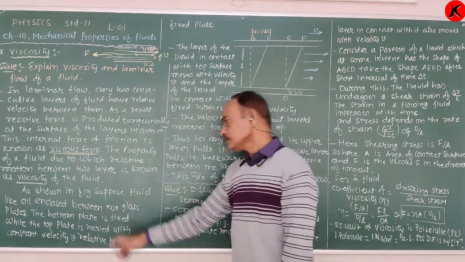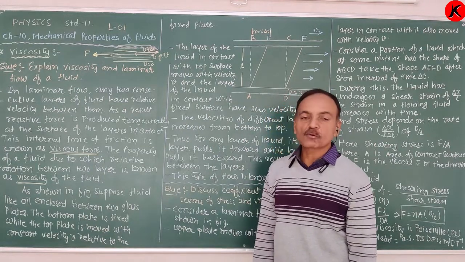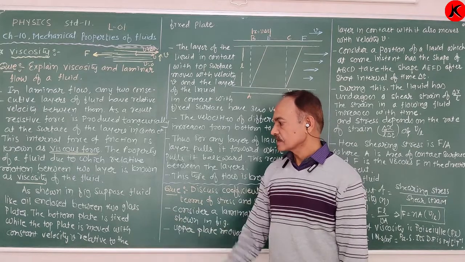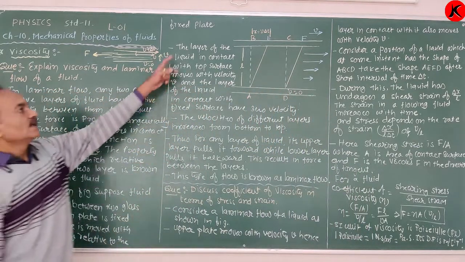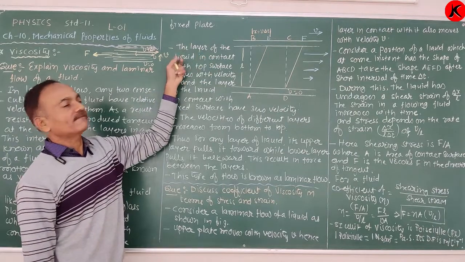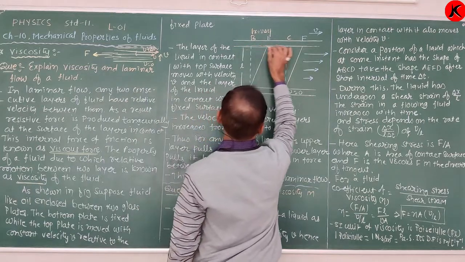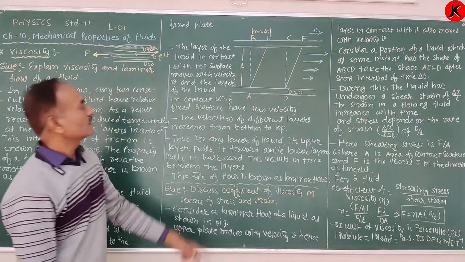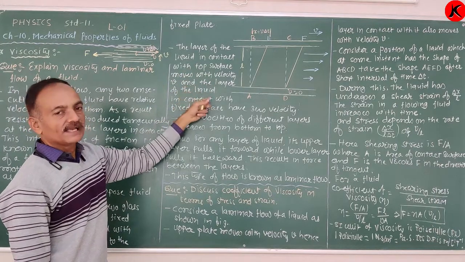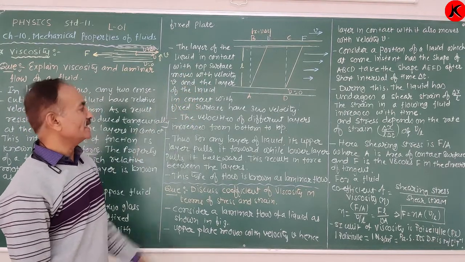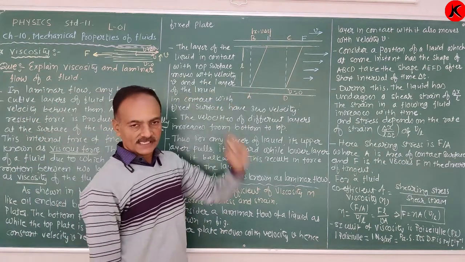Right. The bottom plate is fixed while the top plate is moved with the constant velocity V. Therefore, relative to the bottom plate, whatever layer of the liquid is in contact with the upper plate moves with the velocity V, and the layer of the liquid in contact with the bottom plate, or the fixed surface, has zero velocity.